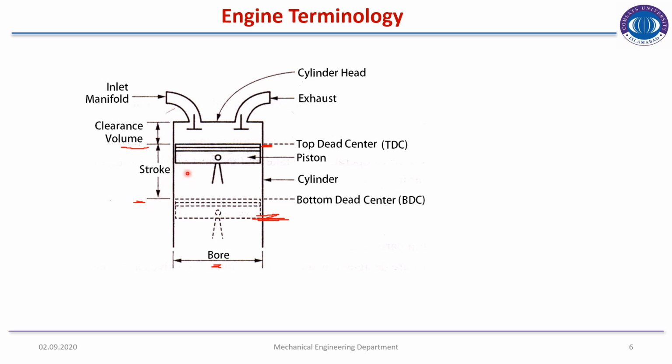The maximum distance moved by the piston is known as stroke. The diameter of piston is known as bore, and the maximum position from cylinder head of the piston is known as bottom dead center. So all these engine terminologies are known.